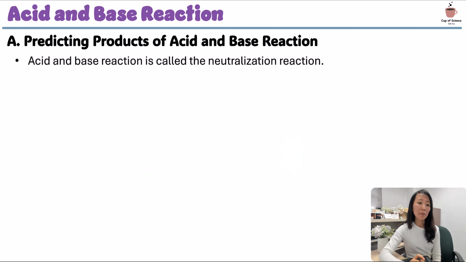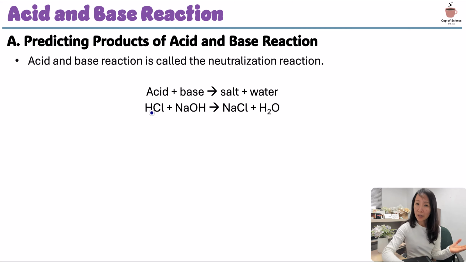So we're going to go ahead and predict the products of an acid and base reaction. Whenever we have an acid and a base, when they combine together, we say this is a neutralization reaction. That's because it's going to form a neutral compound. For example, if you look over here, the hydrochloric acid and sodium hydroxide, which is the base, they combine together to form salt, NaCl, and H2O. You see that the H2O is a neutral compound. Therefore, we can consider acid and base as a neutralization reaction.